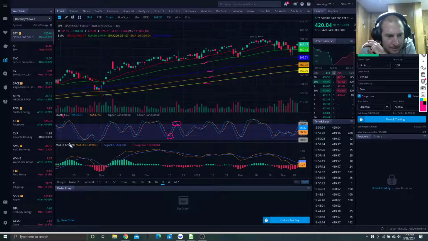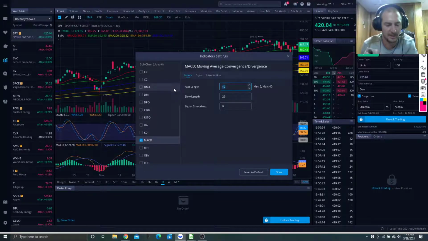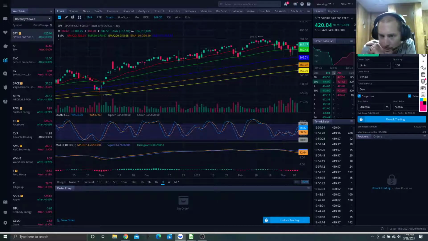And then we've got our MACD, which I need to edit real quick. We've got our MACD set to 40 and 100, and we're looking at the cross-ups, so from red to green, and the cross-downs from green to red. And we're looking for prices to bounce off of these moving averages while the stochastic is under 30 and has not recently crossed bearish.